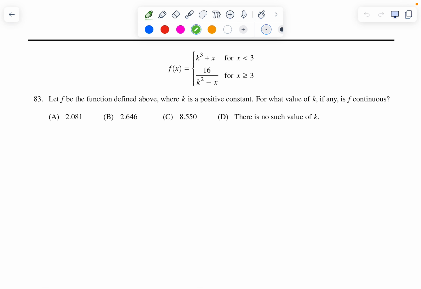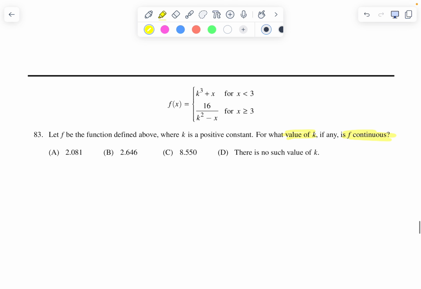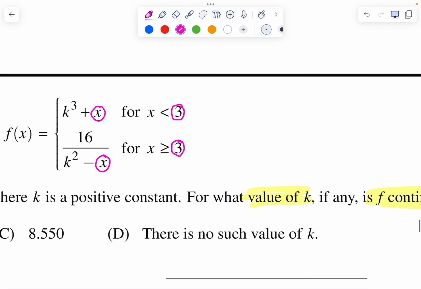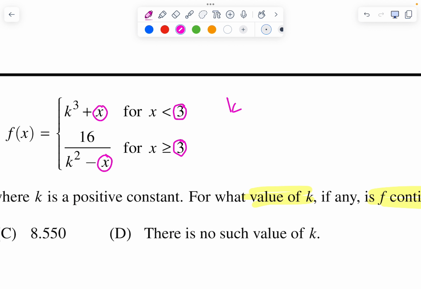Above, where k is a positive constant, for what value of k, if any, is f continuous? So, the value of k where f is continuous. If I give you a piecewise function and I want it to be a continuous function in the end, all we have to do is plug in the 3 into the x in my second piecewise function. When I do, I'm going to get k to the power of 3 plus 3. Set that equal to 16 all over k squared minus 3.